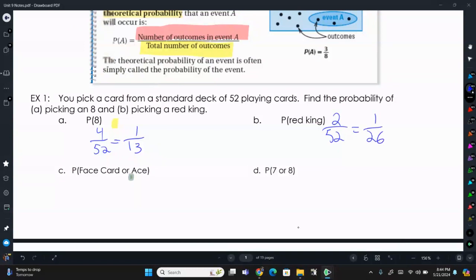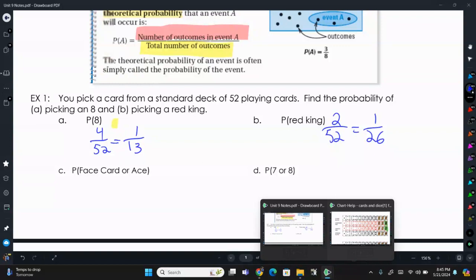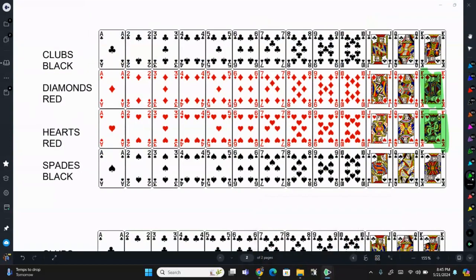Now letters C and D, there's 2 ways we could do them. There's a formula that we're going to learn later on in this unit, or we can think about these and say, well, if we want the probability of a face card or an ace, how many face cards are there? We have all these face cards here. So that's 12 face cards or an ace. So in total, I highlighted 16 cards.